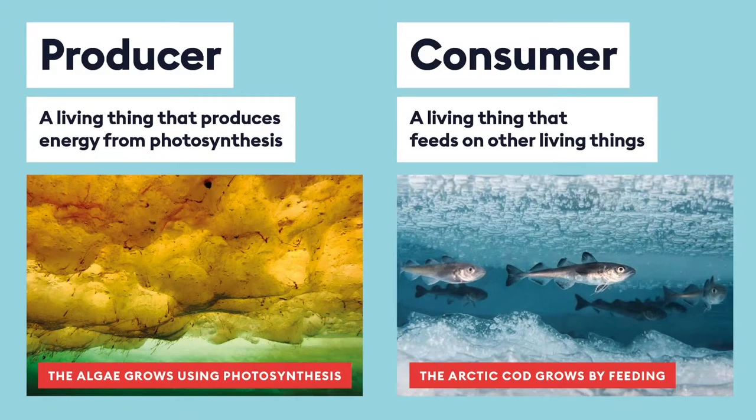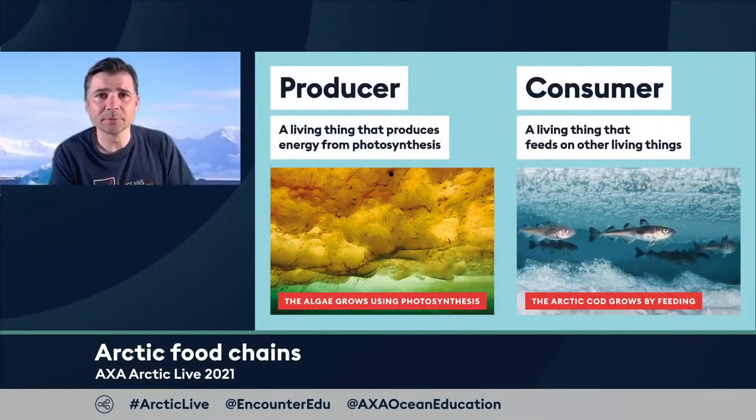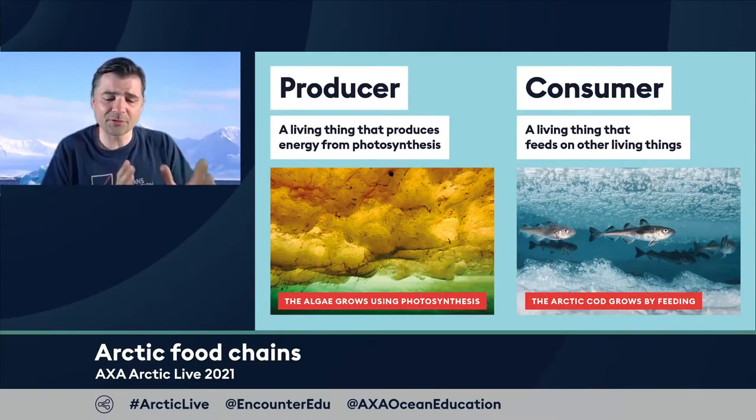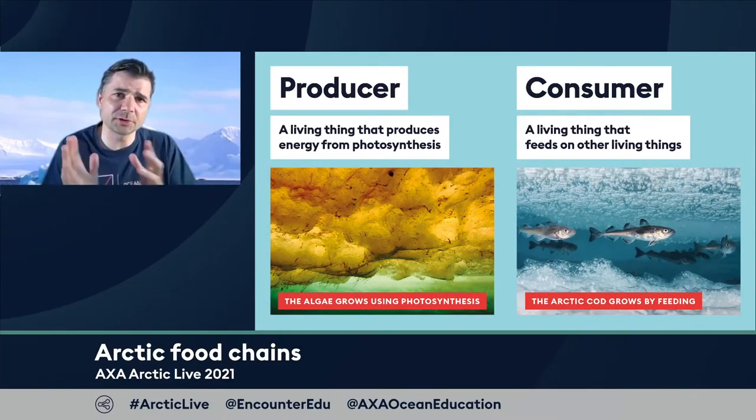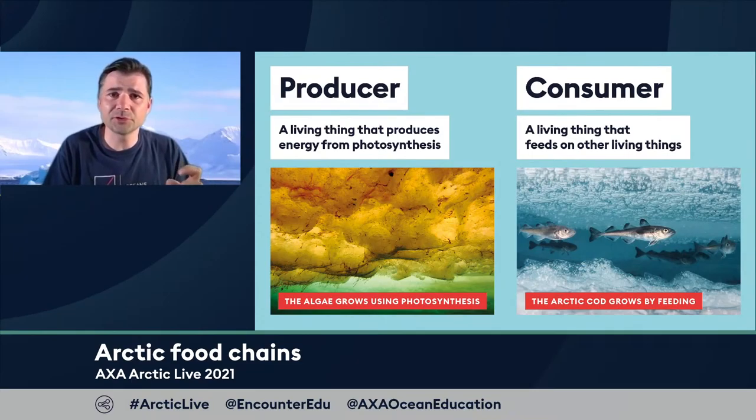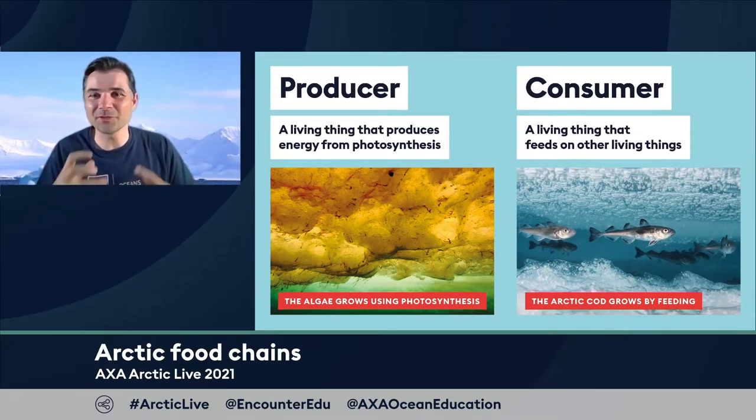The second term, consumer, is when a living thing consumes something else to get its energy. So it's consuming a plant, it's consuming another animal. And so that's the difference between a producer and a consumer: one produces its own energy, almost, using the sun, and the other is consuming plants and animals to get its energy.